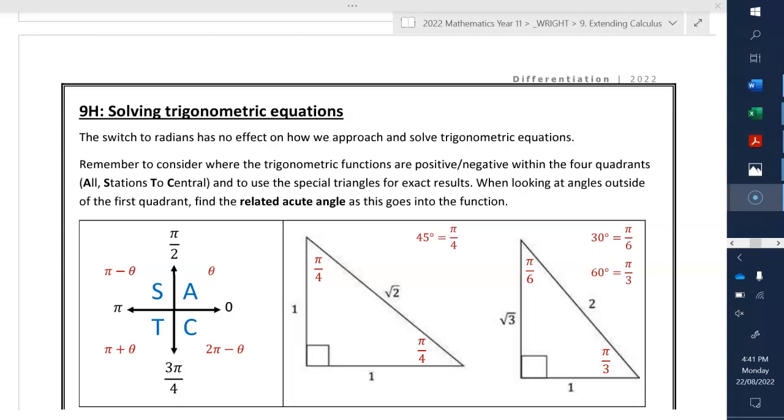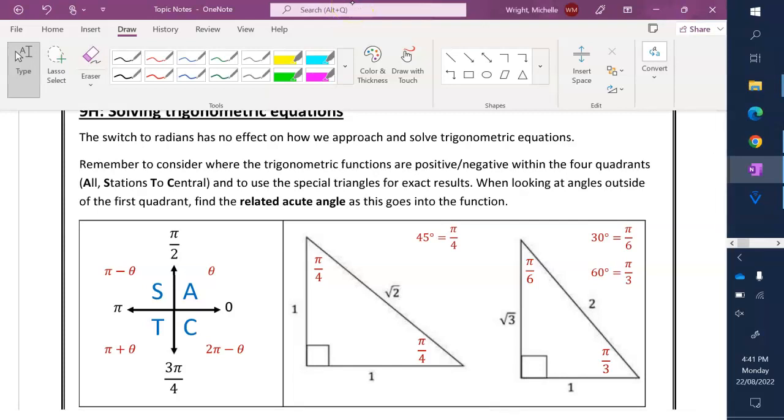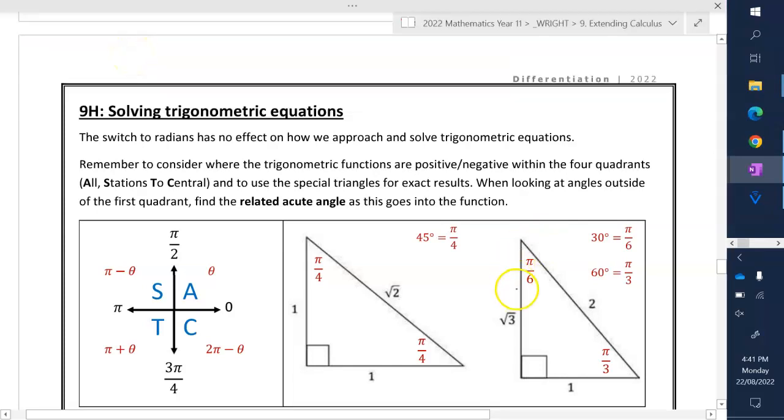Okay, so again, like we normally have, if you have not done the last lesson, then you need to go back and make sure that you've done the previous lessons on radians, which was yesterday. Okay, so let's have a look.